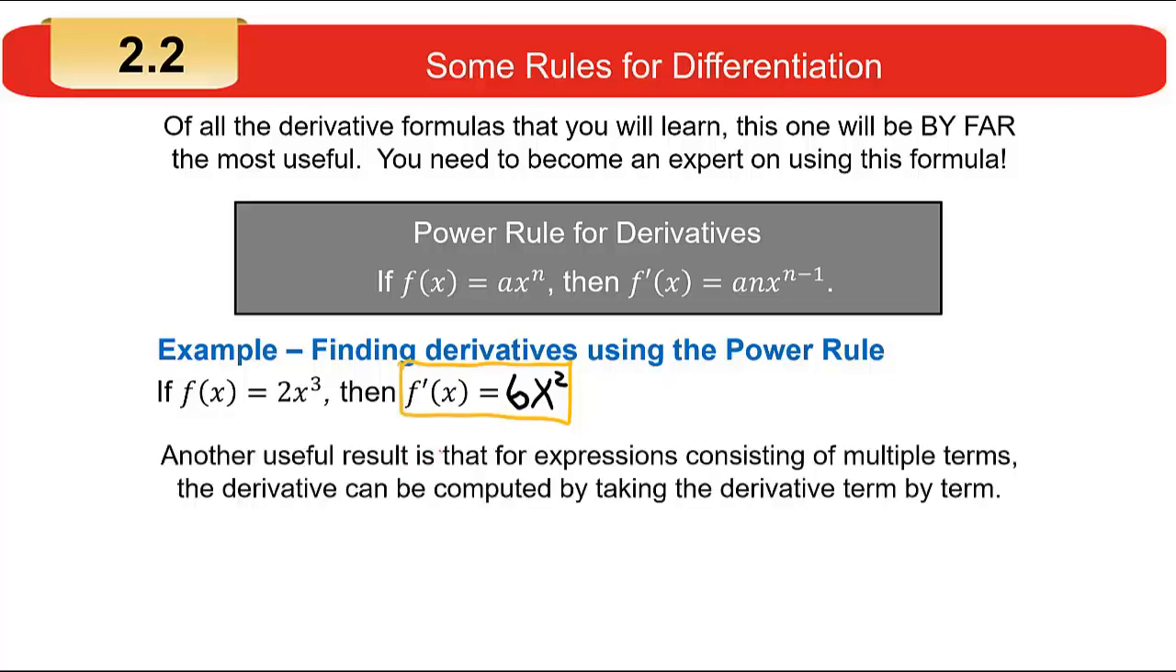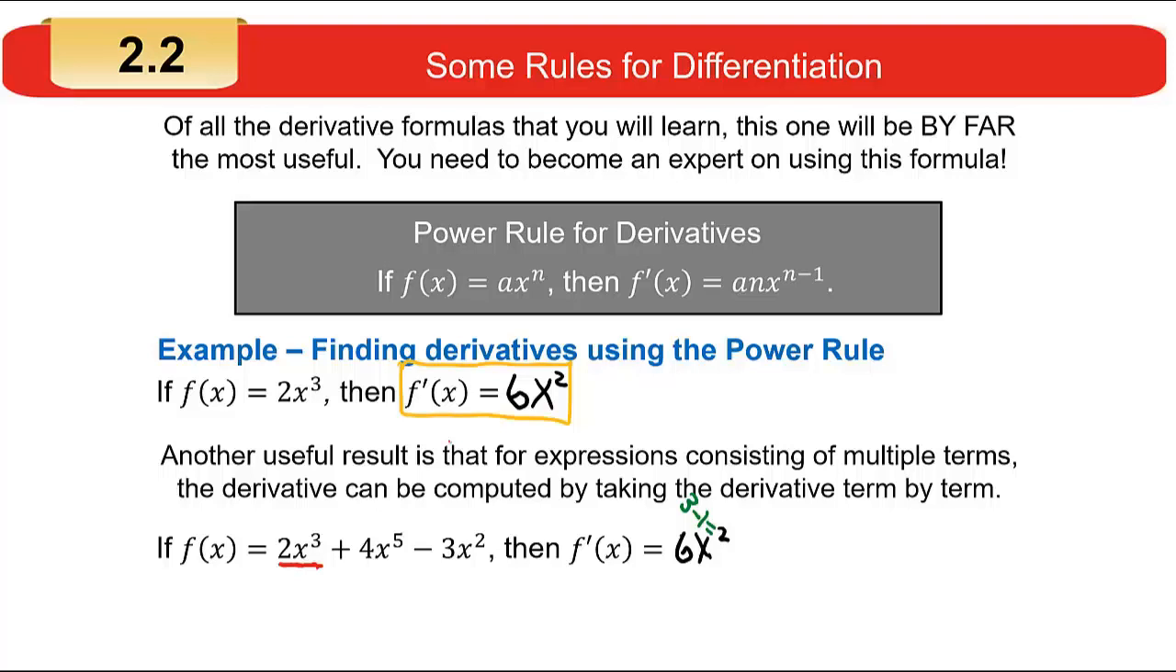Another useful result is that for expressions that contain multiple terms, the derivative can be taken by doing it term by term. And that's a nice thing to know. So for instance, if I have a bunch of things strung together with pluses and minuses, I can just do them a term at a time, using the power rule or whatever rule applies later to them. So I can take derivatives term by term. So if I want to take the derivative of that 3-term expression, I start off with the first term, which is 2x cubed, and I apply the power rule. The power rule says to take the 3 times the 2 and get 6, and then drop the 3 down to a 2.